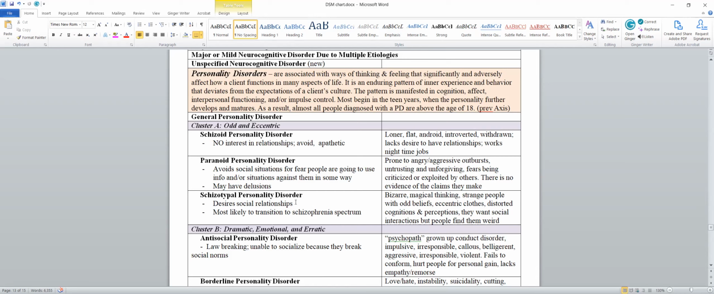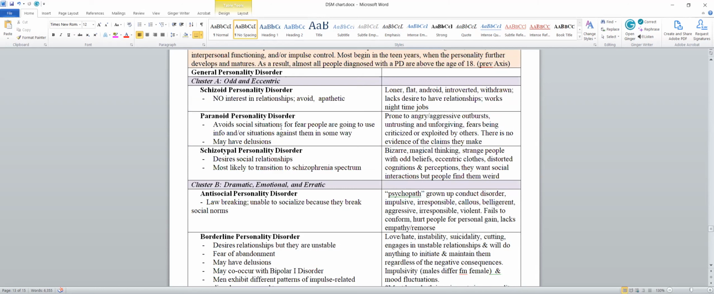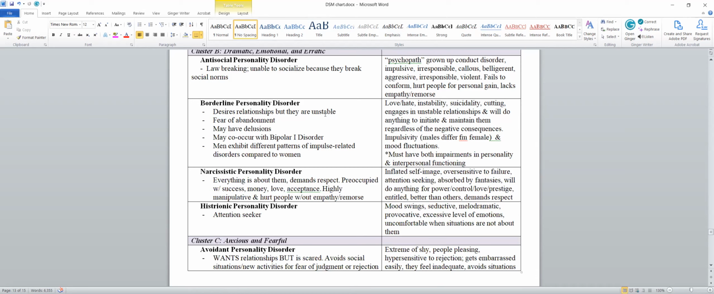Most begin in the teen years when the personality further develops and matures. As a result, almost all people diagnosed with personality disorders are above the age of 18. And this was previously an axis, which no longer exists. So there are three main clusters: cluster A, B, and C. Cluster A are the odd and eccentric. Cluster B are the dramatic, emotional, erratic. Cluster C are the anxious and fearful.